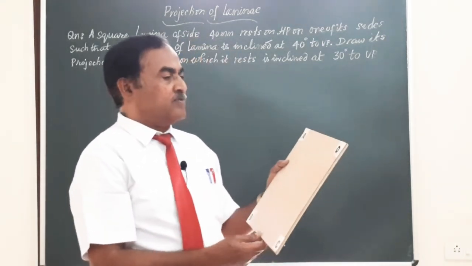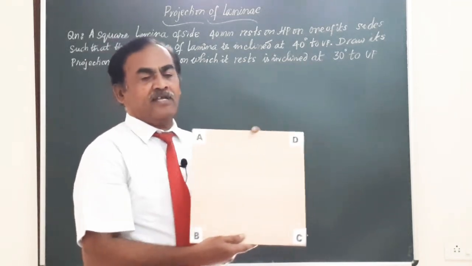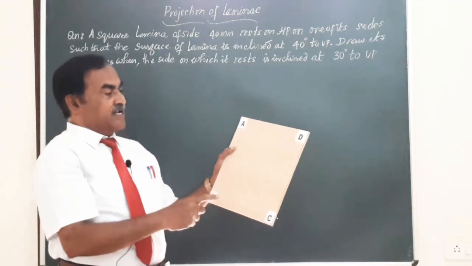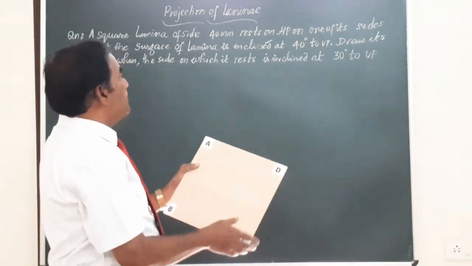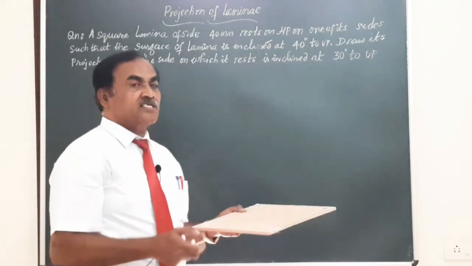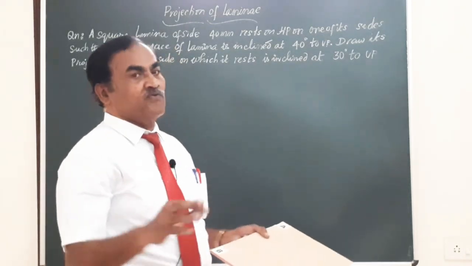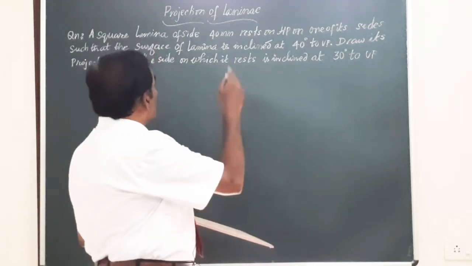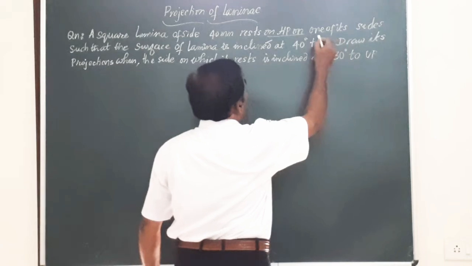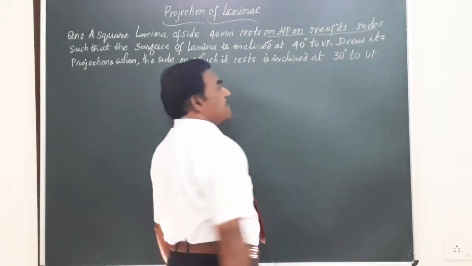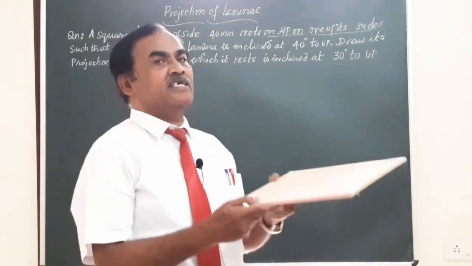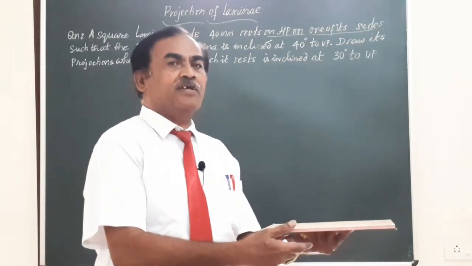Friends, in today's problem, we have a square lamina of side 40 mm, and it is resting on HP on one of its sides. Remember, the analysis of the problem is very important before you go ahead with the projection of this lamina. It is resting on HP. On what? On one of its sides.